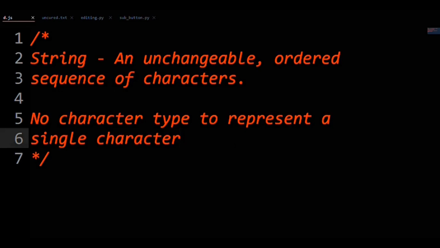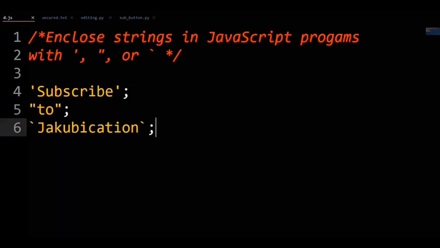A string in JavaScript is an unchangeable, ordered sequence of characters. Unlike other languages, JavaScript has no character type to represent a single character. You can enclose strings in JavaScript with either single quotes, double quotes, or backticks, which you can see here in this example. The backtick, if you don't know where that key is, is most likely to the left of the 1 on your keyboard.